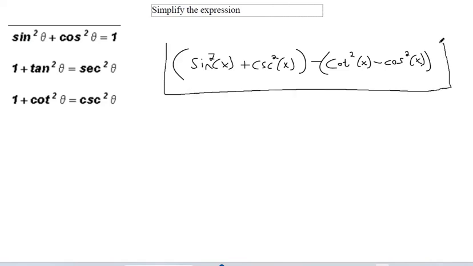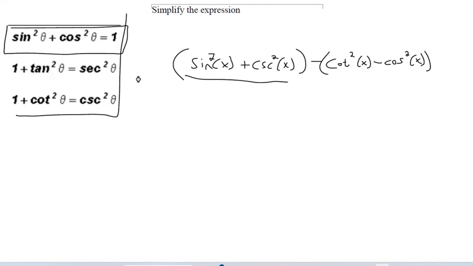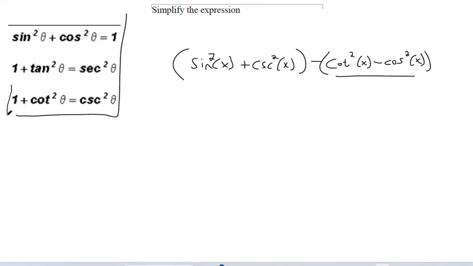We're asked to simplify this expression, and I've given you some Pythagorean identities off to the side. So we got sine squared plus cosecant squared minus all this stuff in parentheses. If you look at the Pythagorean identities, this doesn't match up. Sine and cosine squared are the only things that can help us simplify. And this doesn't match up. Cotangent squared needs to be paired with cosecant squared, so there's nothing immediately we can do.